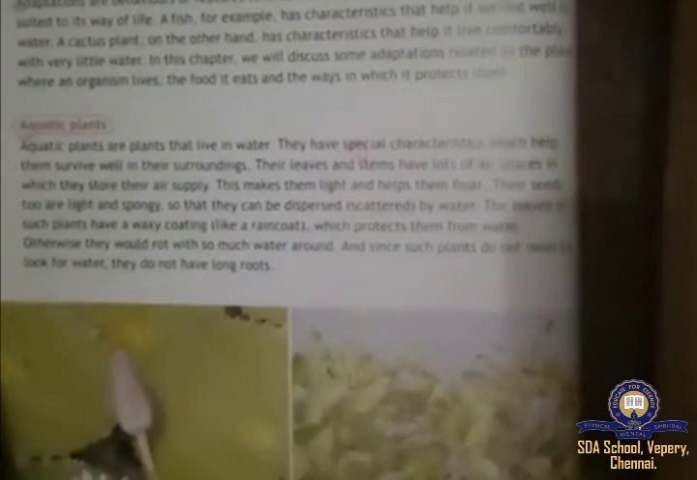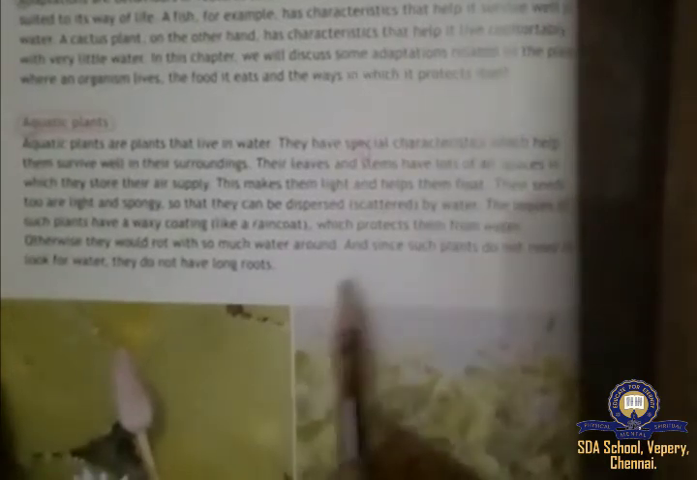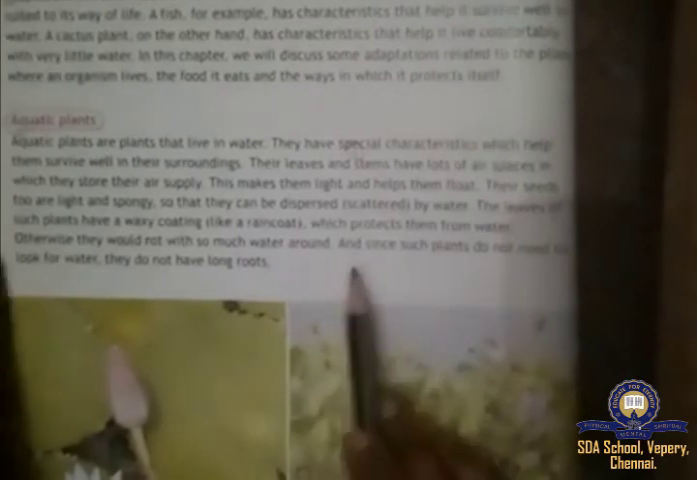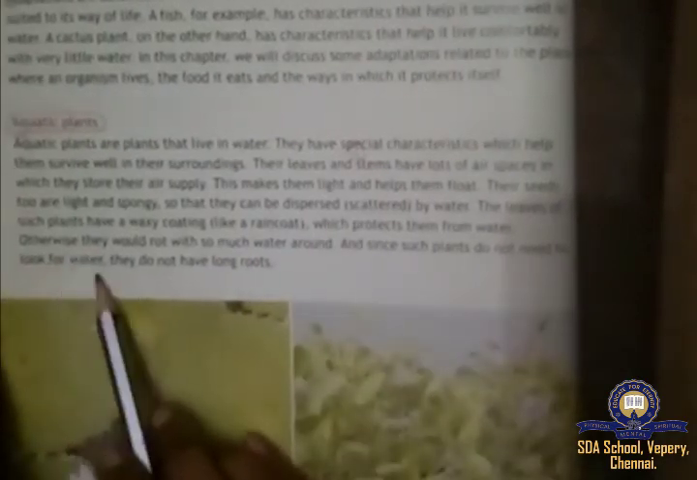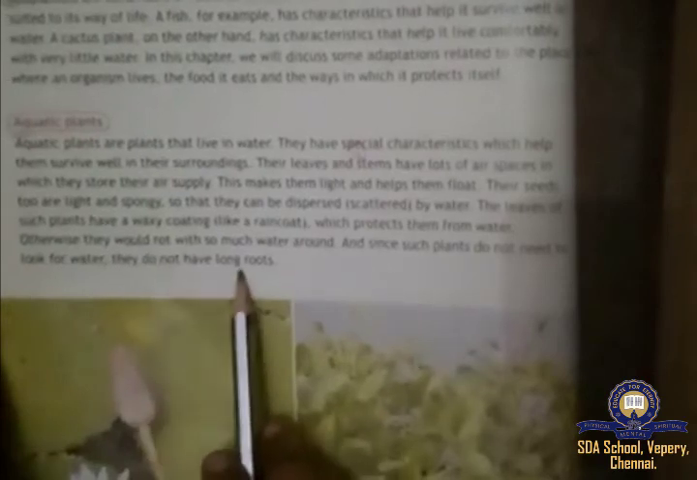If it is not like a raincoat, what happens? It will rot easily. Then, since such plants do not need to look for water, they do not have long roots.